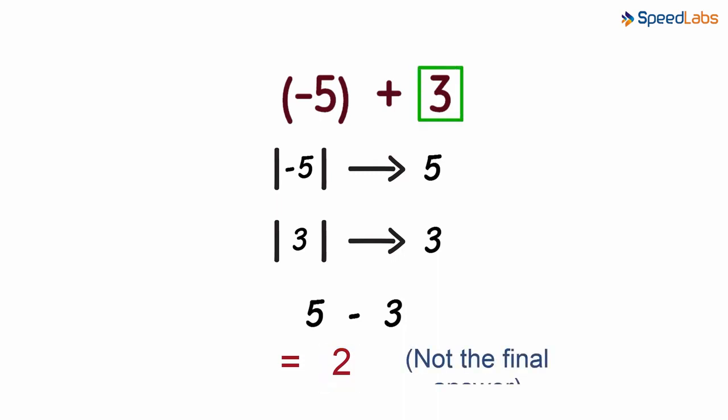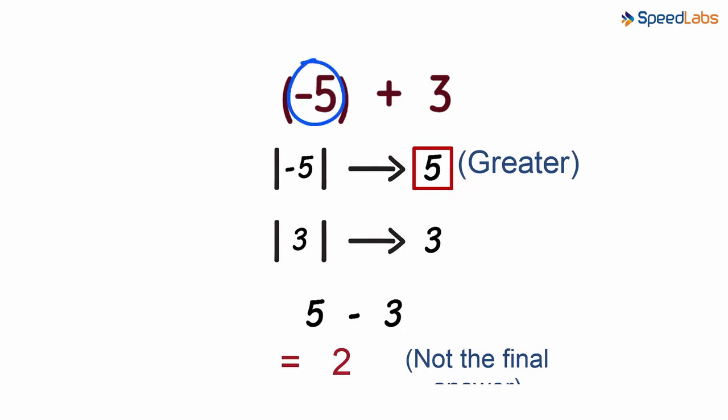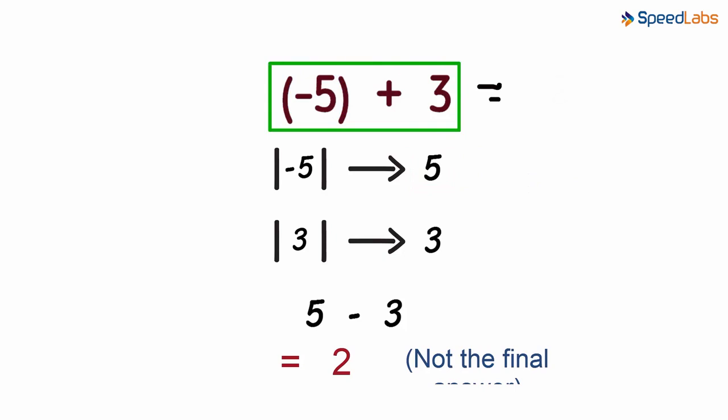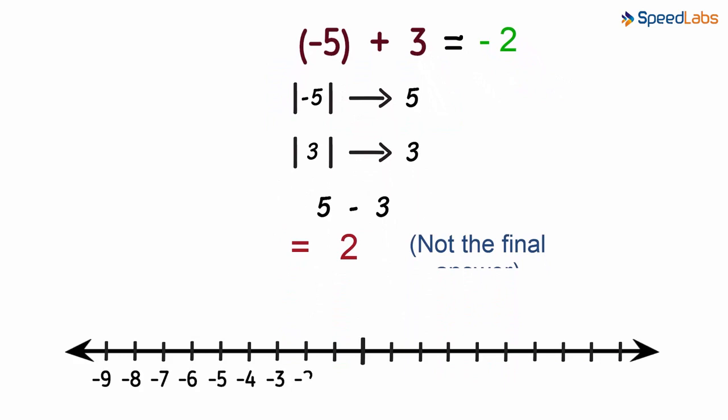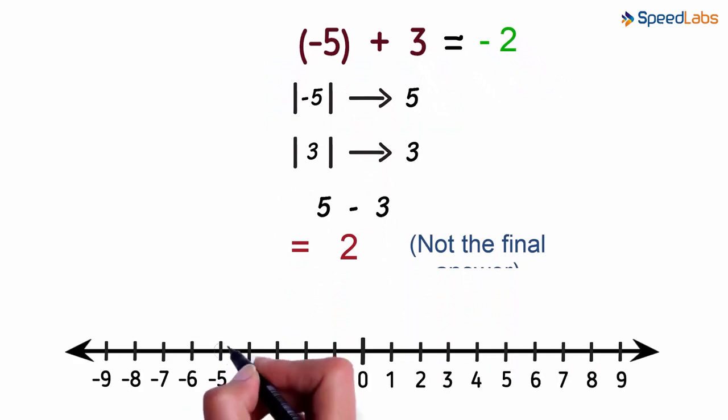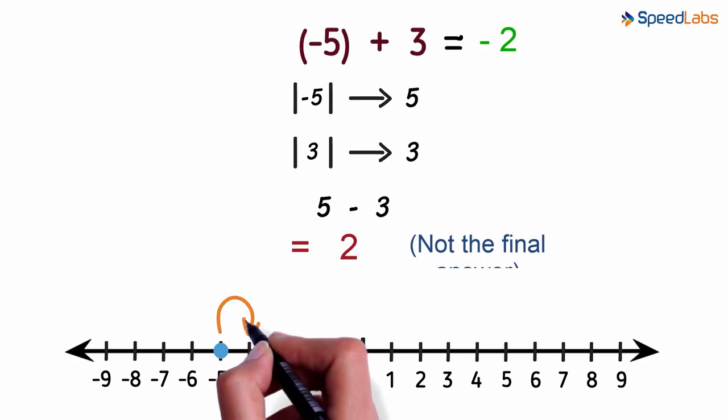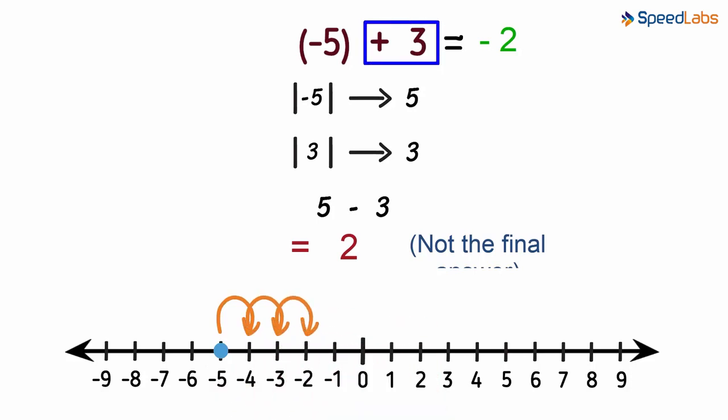When we add one positive integer with a negative integer, the answer takes the sign of the greater number in absolute terms. Here the greater number in absolute terms is 5, and the integer corresponding to 5 is -5. Hence the result will be negative. The answer for this question will be -2. We can also see the solution on the number line. We start off with -5 and then move 3 steps to the right as we are adding 3 to it. We get the sum of -5 and 3 as -2.